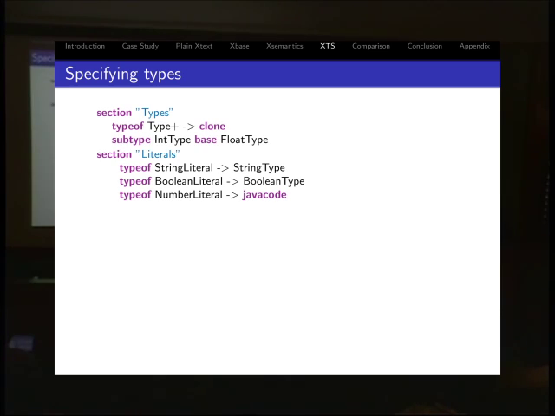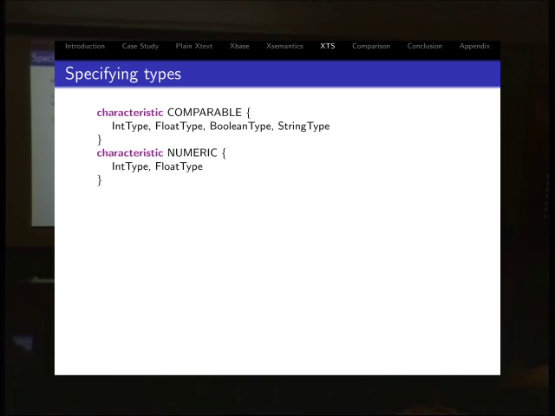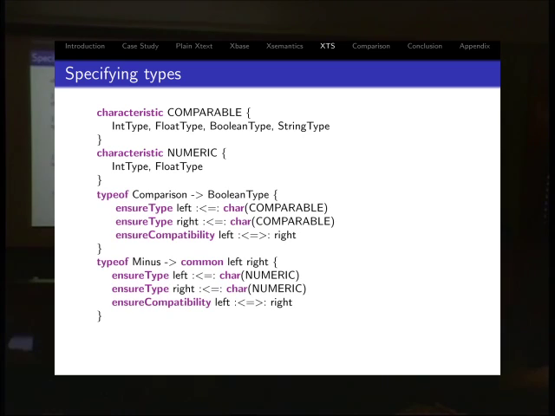And if the expressivity of XTS is not enough, you can still say that for typing this specific element, I will write Java code later. Of course, you can also do recursive computation. You can define characteristics of your types, and you can use these characteristics to write the other type system rules.